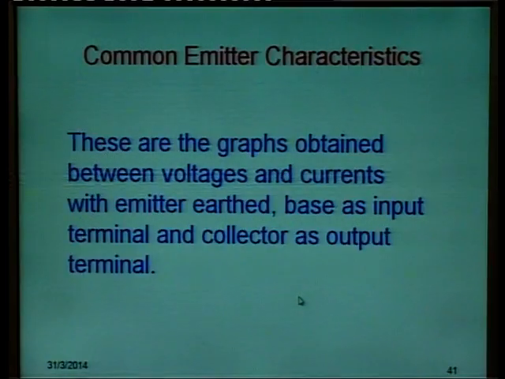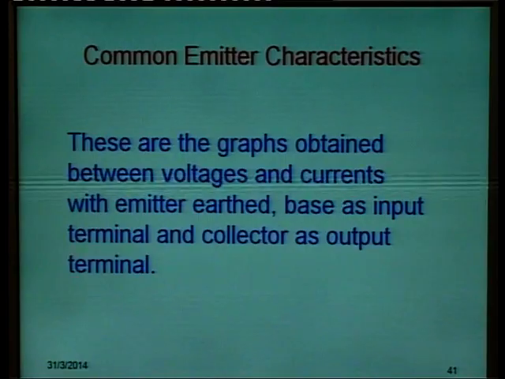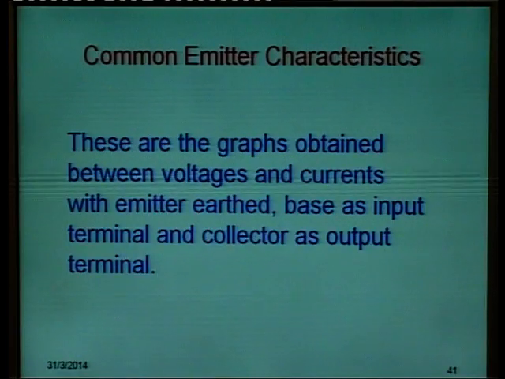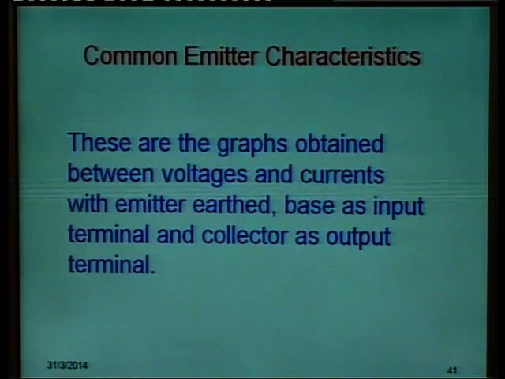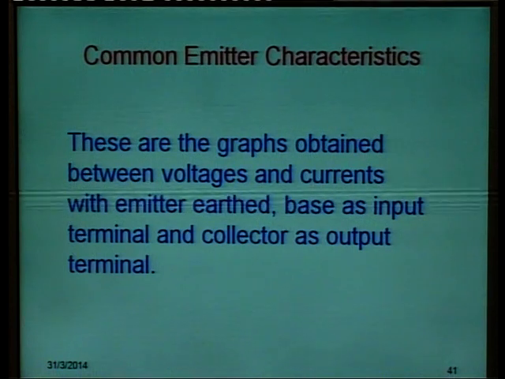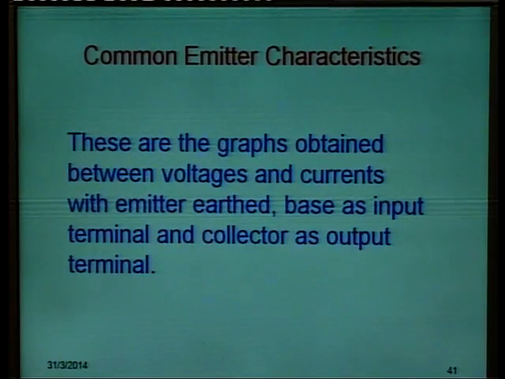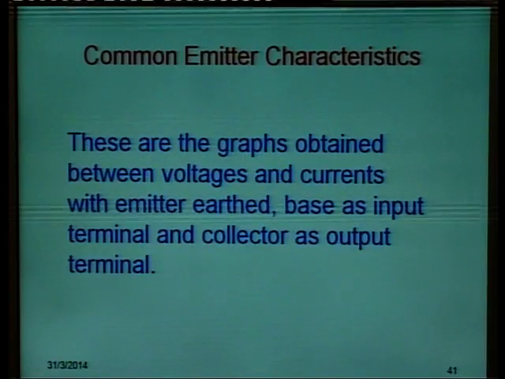Then what are common emitter characteristics? These are the graphs which are obtained between voltages and currents with emitter earth. Common emitter means emitter is earthed, emitter is common. So, when you obtain the graphs between voltage and currents with emitter earth, base as input terminal and collector as output terminal, because emitter has been earthed. So, input terminal is base and output terminal is the collector.